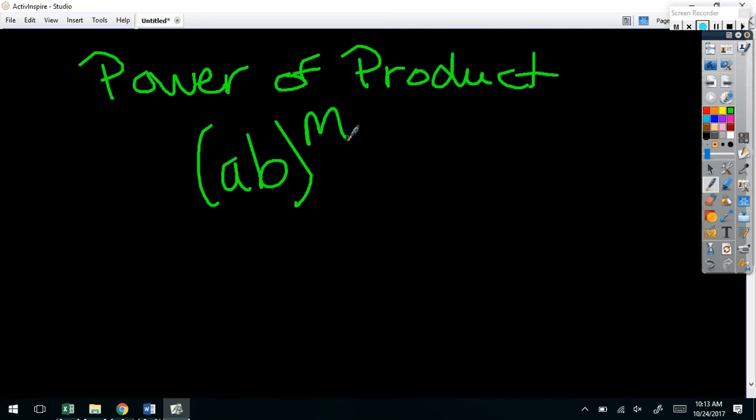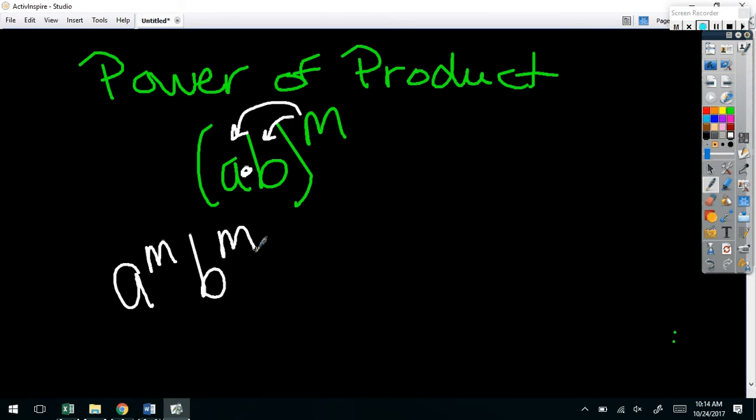Product means to multiply. So I'm taking the power, which is the M, of something being multiplied, okay? Now, as long as you are multiplying inside these parentheses, it does not work if you are adding or subtracting, only when you're multiplying here. Then this exponent can distribute to both. Repeat it, or would you just put them together? You distribute it. The bases are different, so you want to keep them separate. Okay? Explain that one more time.